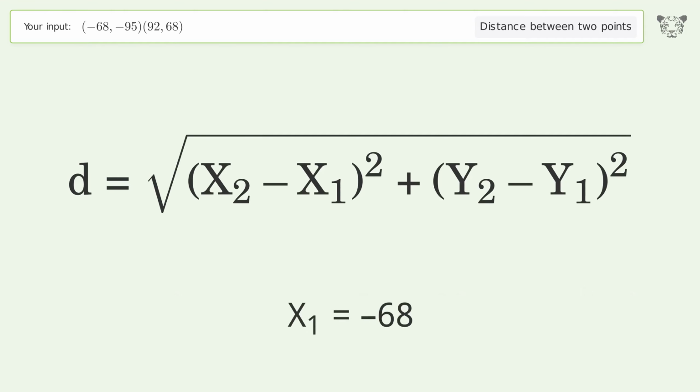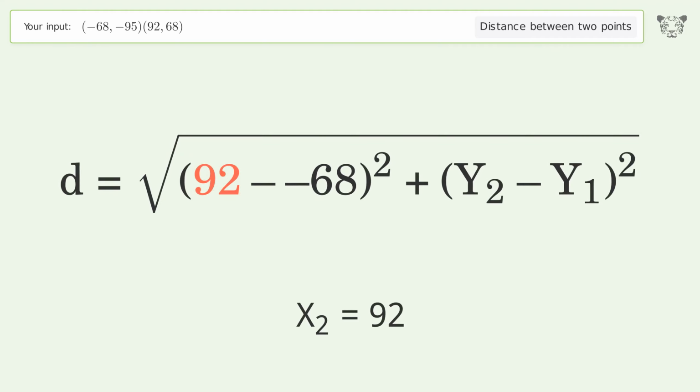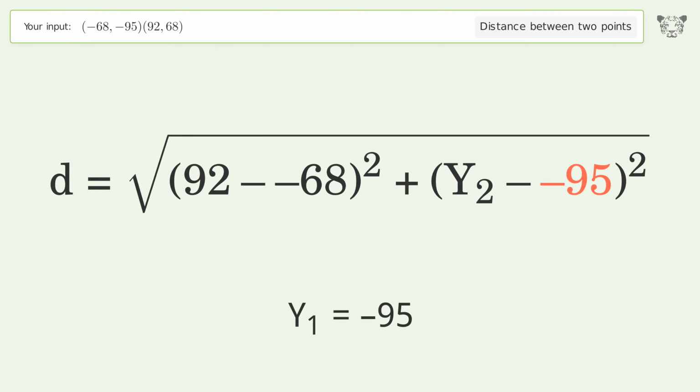x1 equals negative 68. x2 equals 92. y1 equals negative 95. y2 equals 68.